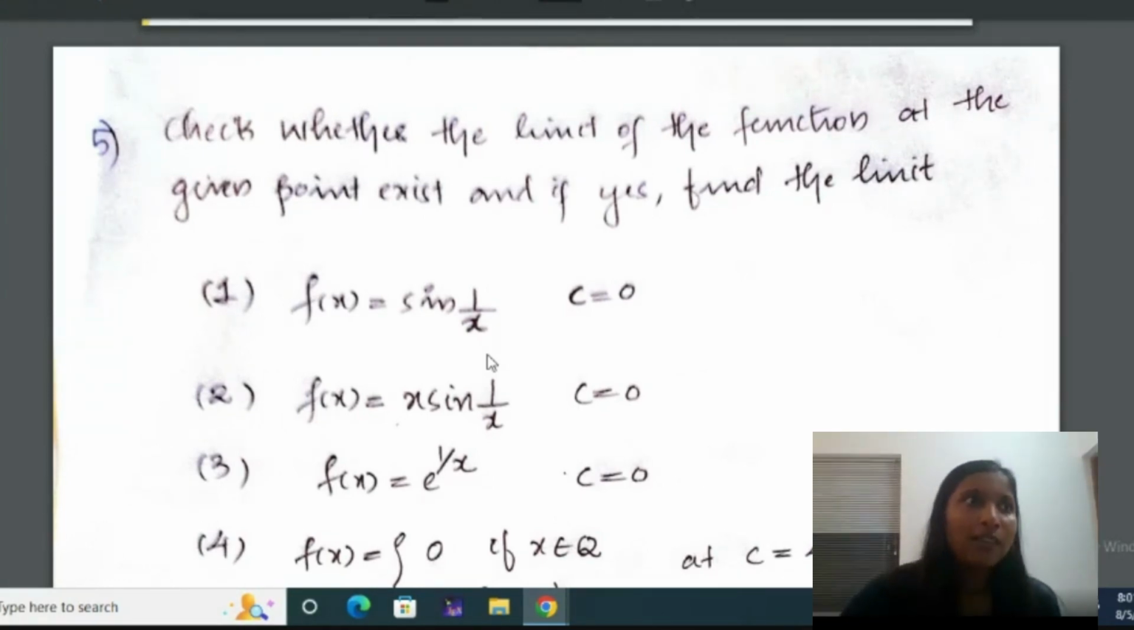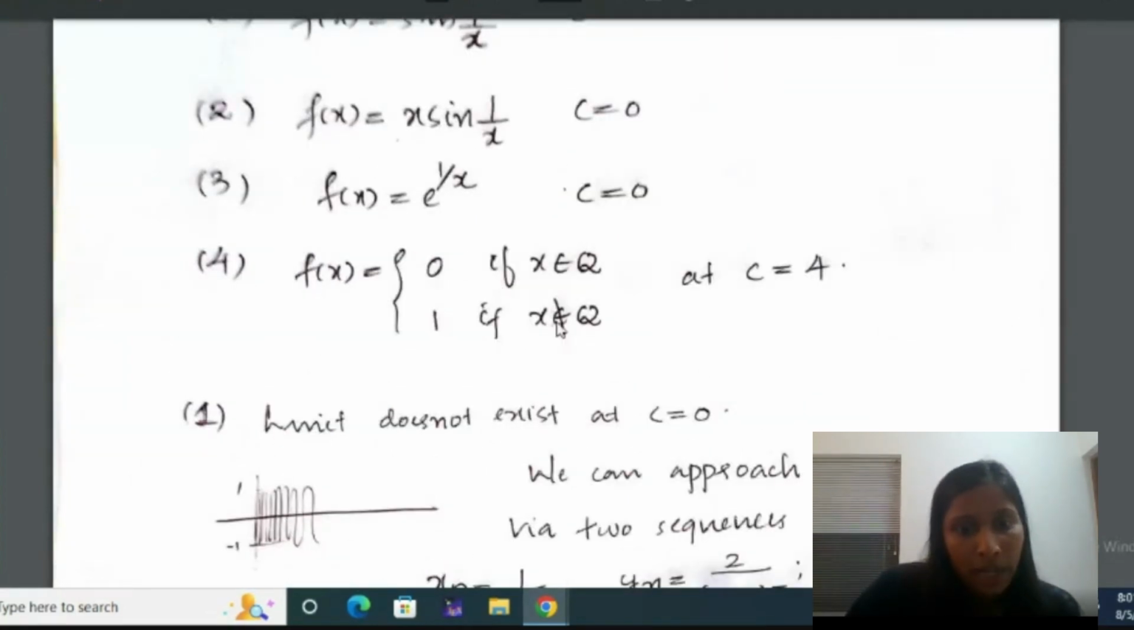Through the graph itself, we can say that the limit does not exist. I'll just explain the solution. The answer is limit does not exist at c equal to 0. The function's graph will be like this. It will oscillate with an infinite frequency as it moves towards 0.